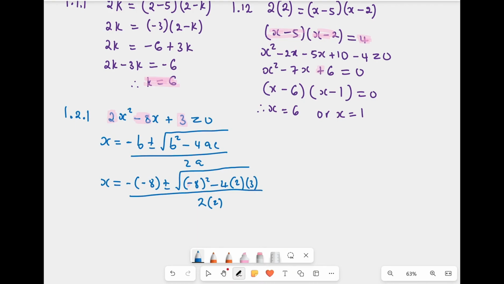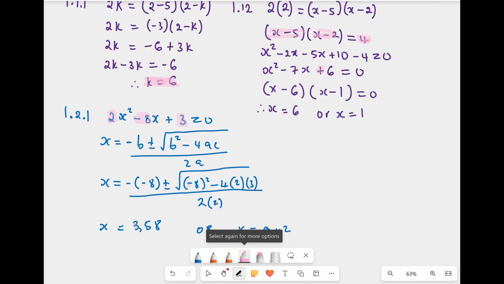Now x is equal to, or x is equal to, now we are required to round off to 2 decimal places, so we are going to have 3,58 as well as 0,42. So these are our values of x. So it's 0,42 and 3,58.